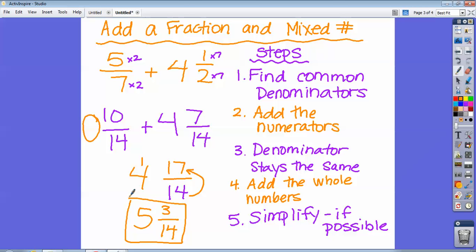We're going to try another addition problem, and we're going to follow those 5 steps to make sure we work through the whole thing. All right, let's try 4 1/2 plus 1/5.